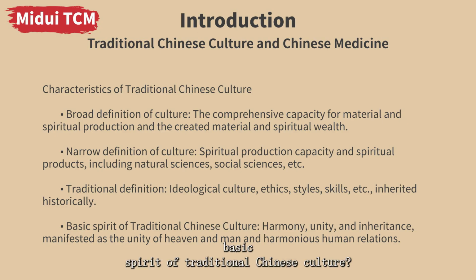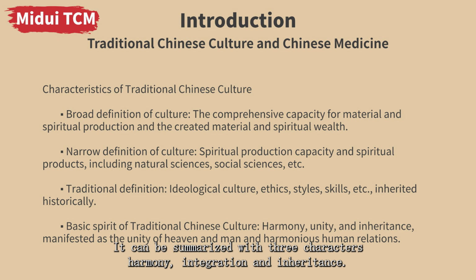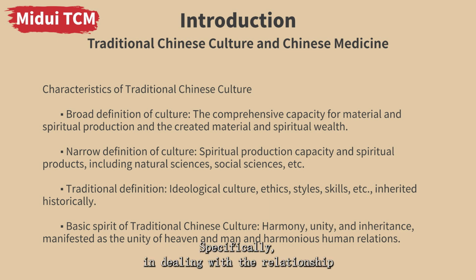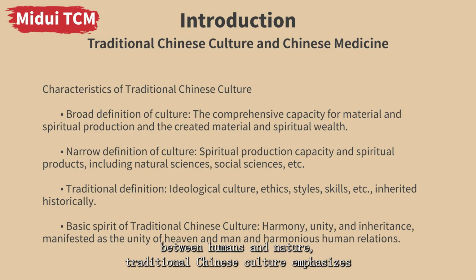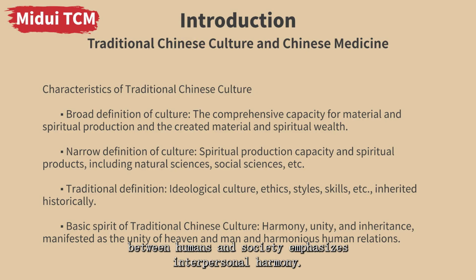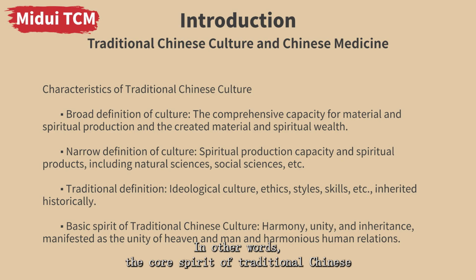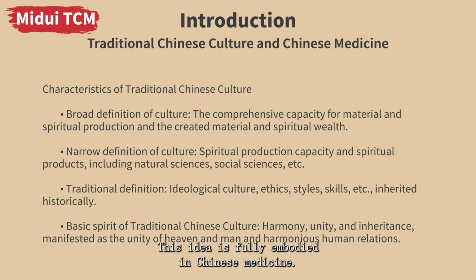What is the basic spirit of traditional Chinese culture? It can be summarized with three characters: harmony, integration, and inheritance. Specifically in dealing with the relationship between humans and nature, traditional Chinese culture emphasizes the harmony between man and nature. In emphasizing the relationship between humans and society, it emphasizes interpersonal harmony. In other words, the core spirit of traditional Chinese culture emphasizes the integration of heaven, earth, and humans, culminating in the concept of harmony. This idea is fully embodied in Chinese medicine.